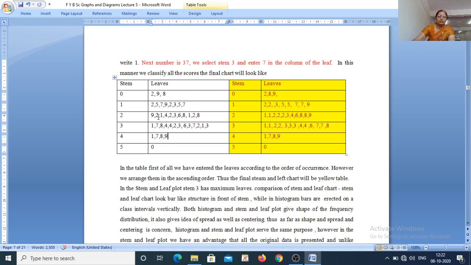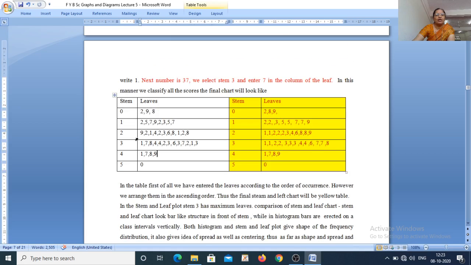So, the number at the tens place is called the stem here, and the number at the unit place is called the leaf. So, in this way we write down all the numbers which exist at the unit place. Now, in this case we can see that one has to arrange these numbers in increasing order of magnitude. So, this is my step 1 to draw the stem and leaf chart, and then I will arrange these numbers in an increasing order of magnitude.